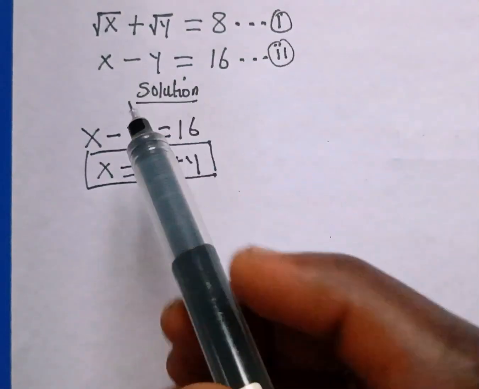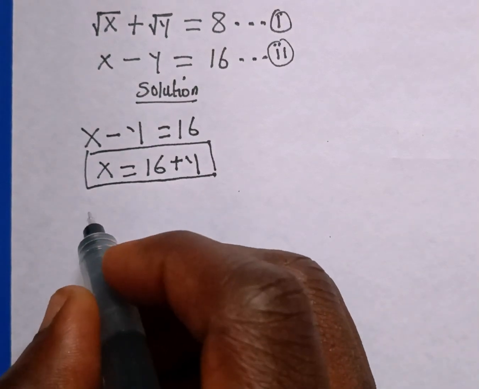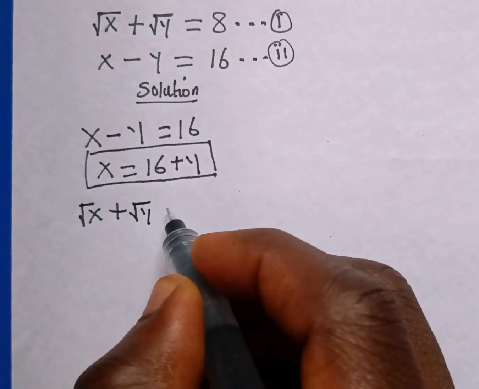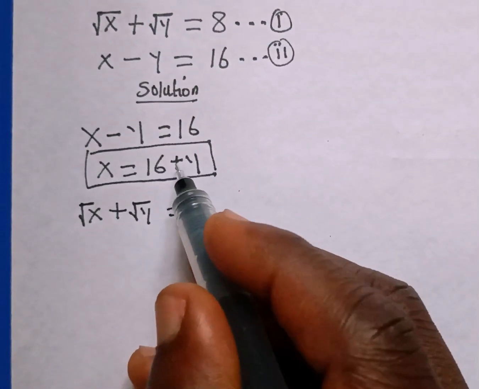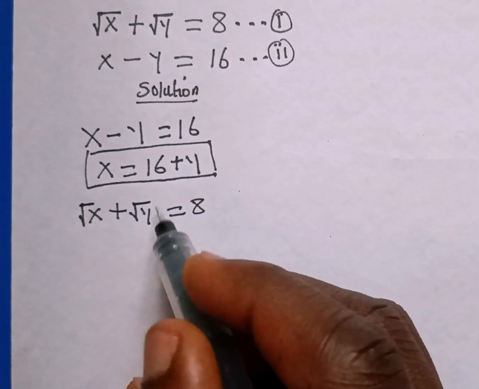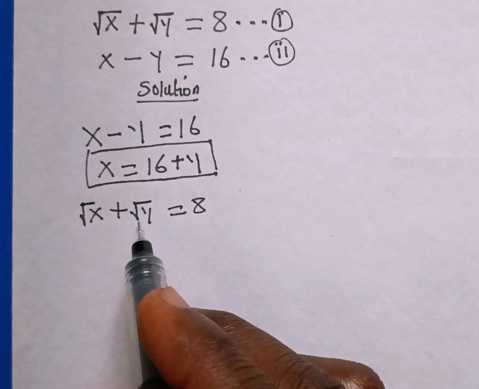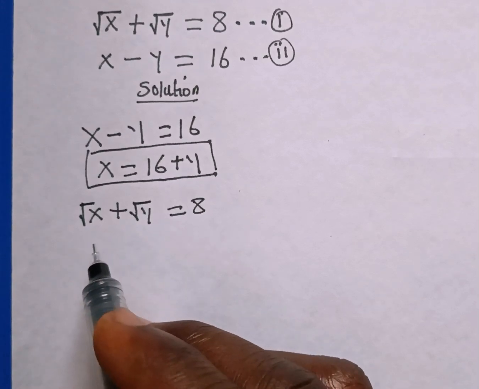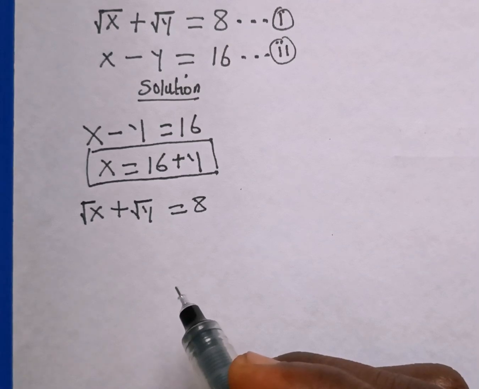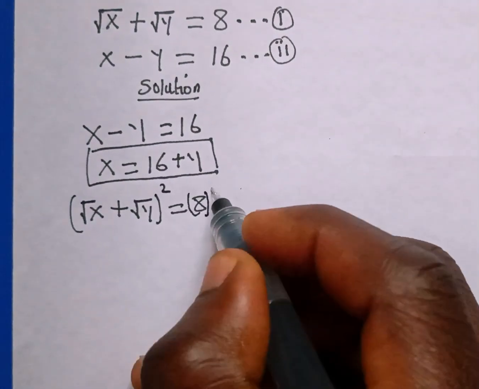And from equation 1, you can see square root of x plus square root of y is equal to 8. Now we can replace the value of x as 16 plus y directly, or we work on this equation. Since we have square root here and square root here, what is going to come to our mind is to square both sides of the equation so that we can eliminate the square root. So in equation 1, we are going to square the left hand side, and we also square the right hand side.